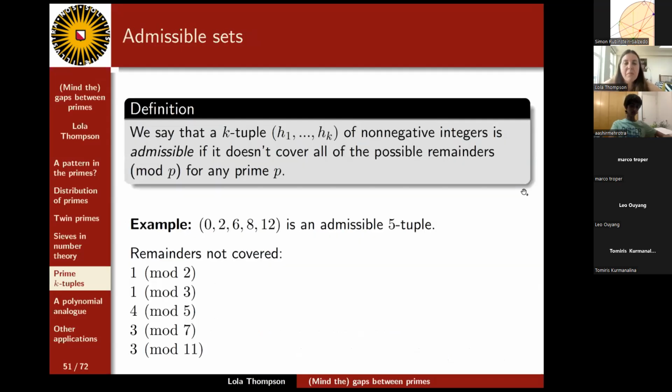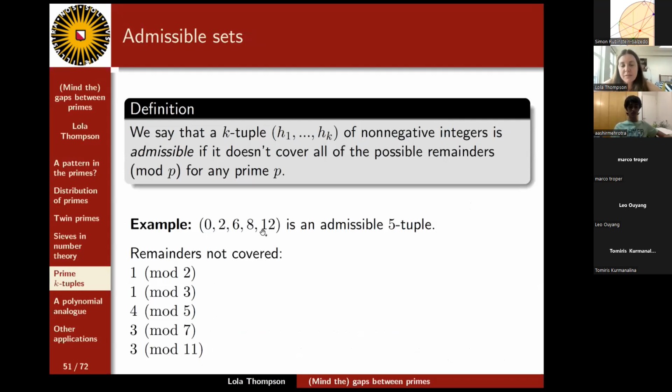Okay, so I bring this up because this gives us some insight into which k-tuples are not possible, which ones can't be prime infinitely often. We will say that a k-tuple, h1 up to hk, of non-negative integers is called admissible if it doesn't cover all the possible remainders mod p for any prime p. I'll give you an example to say what I mean by covering all the remainders.